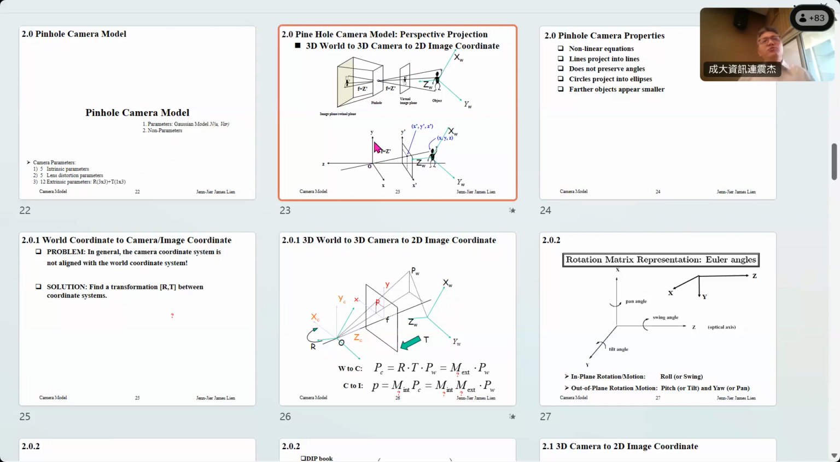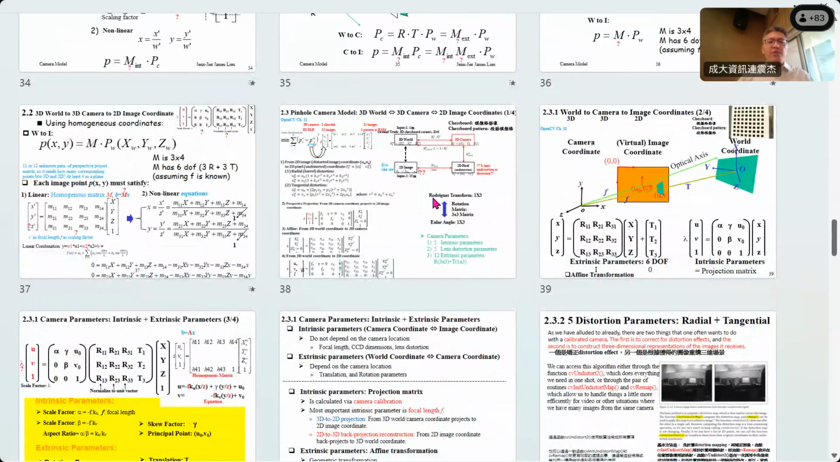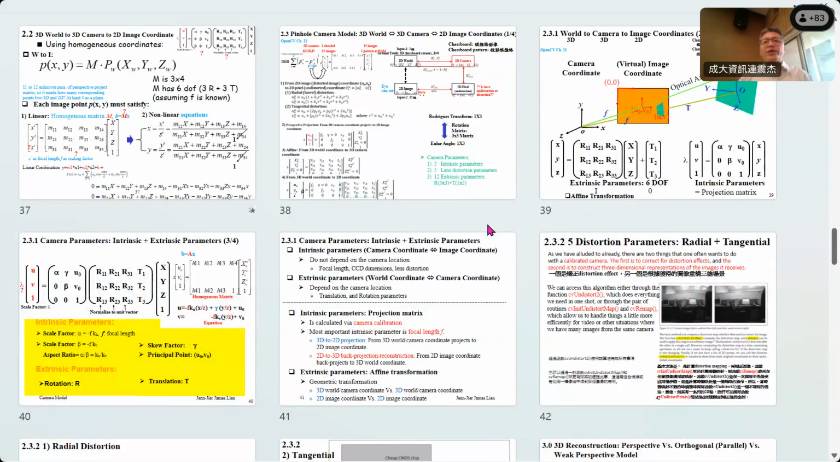In the second chapter, I will introduce the theory about the camera model. In the camera model, the most important part is on pages 38 and 39: what is the relationship between 2D and 3D? Like our eyes, we see anything in a 3D scene. However, if you take an image, it is 2D. So what is the relationship between 2D and 3D? That relationship is the camera model.